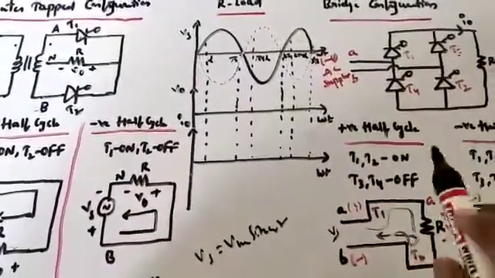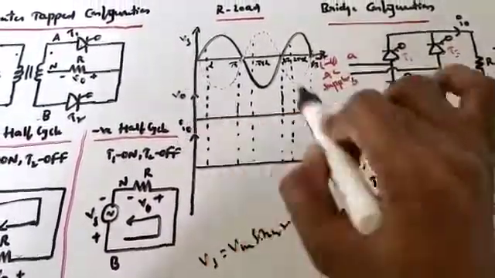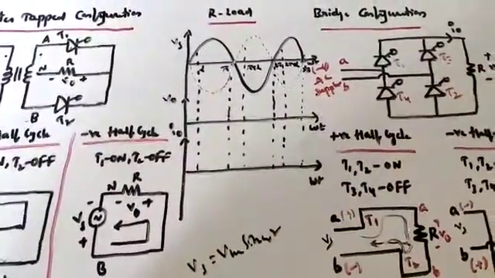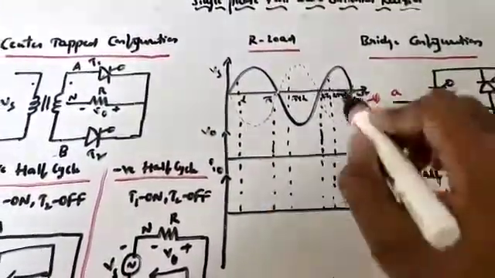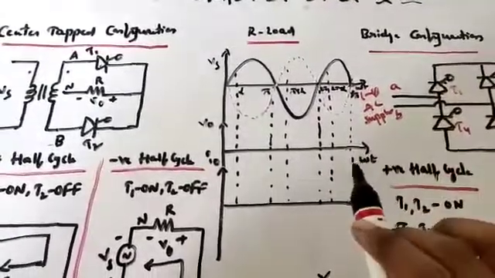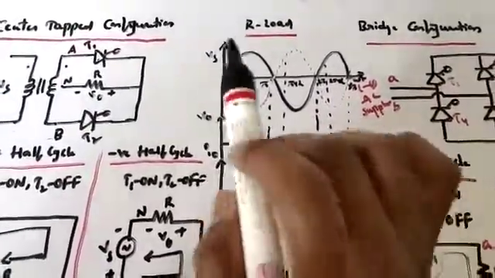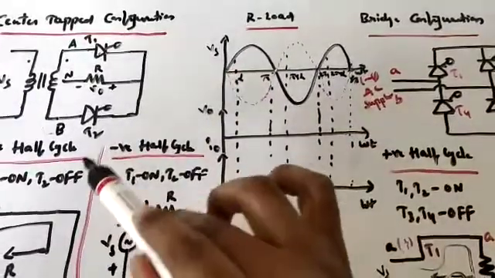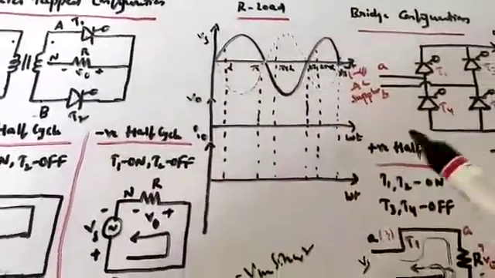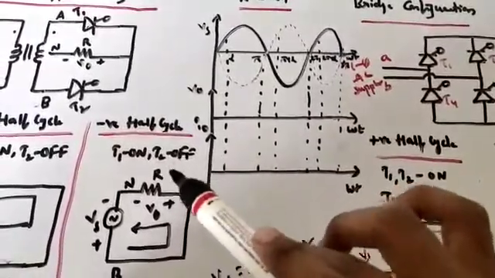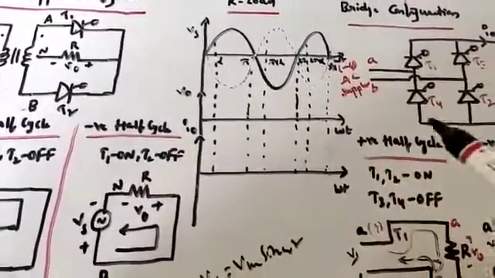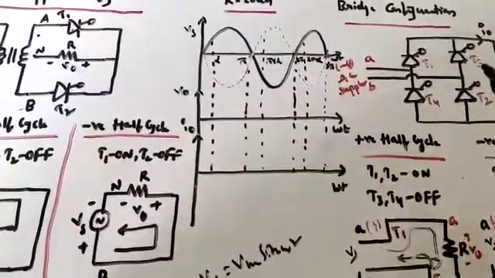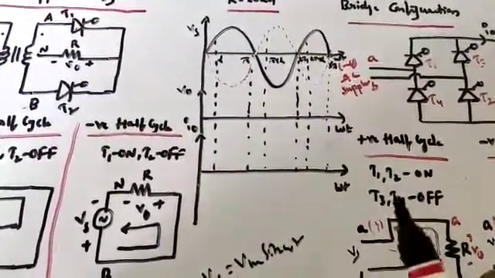These are the only two things you have to remember, but the waveform will remain the same in both center tap and bridge type configurations. The only difference is that in the center tap configuration, only one thyristor conducts in the positive half cycle and another thyristor conducts in the negative half cycle. But here, a pair of thyristors T1 and T2 will conduct in the positive half cycle, and T3 and T4 conduct in the negative half cycle.